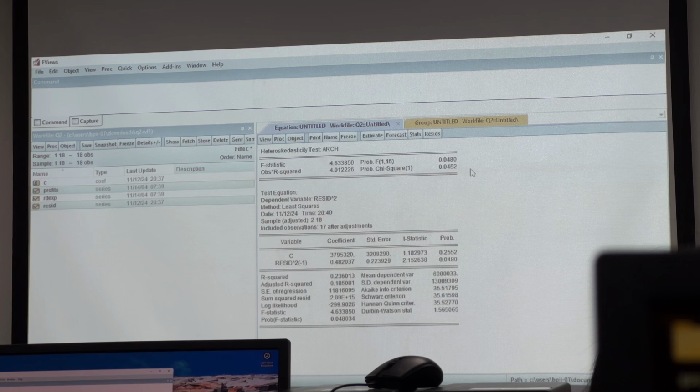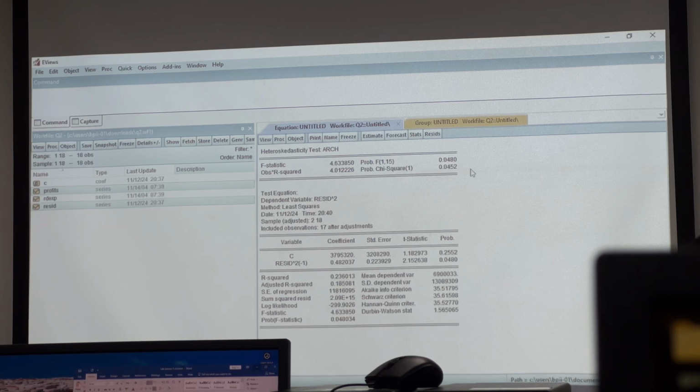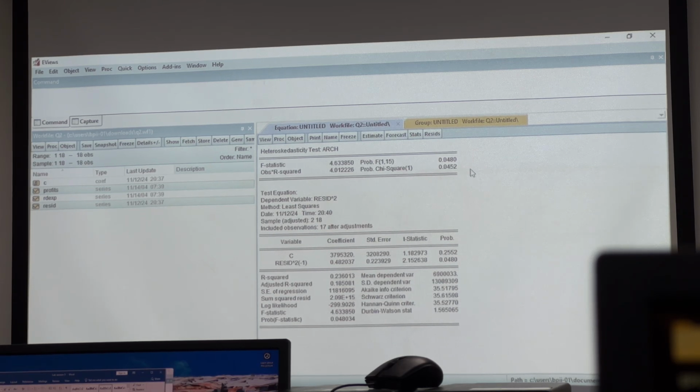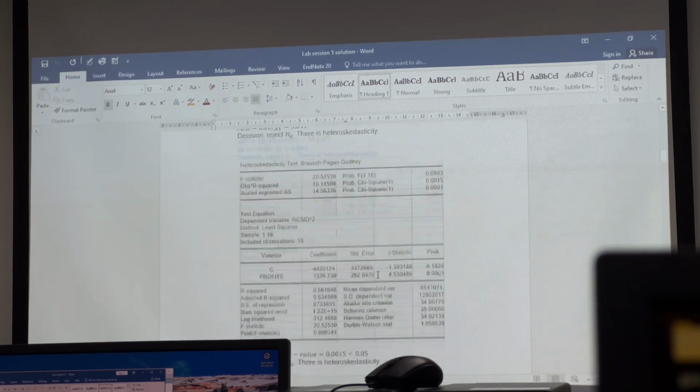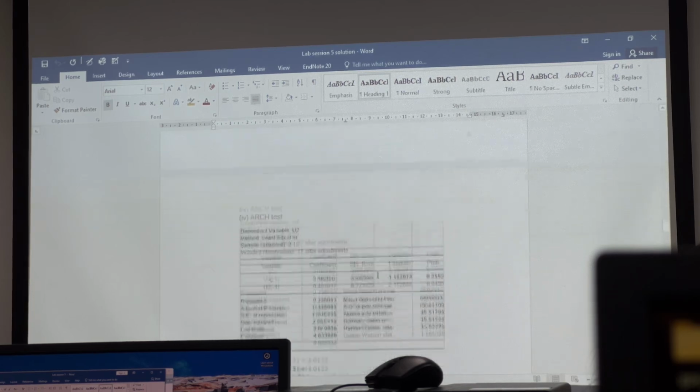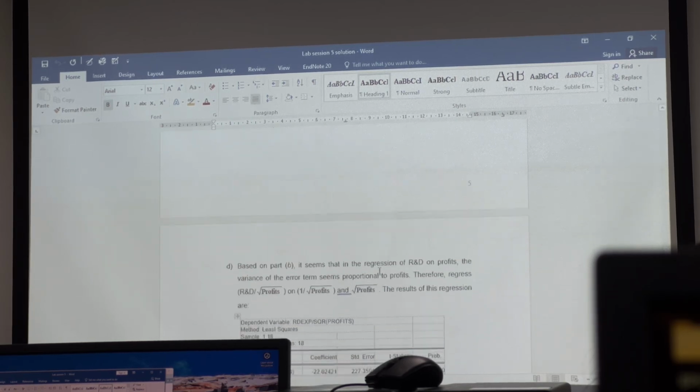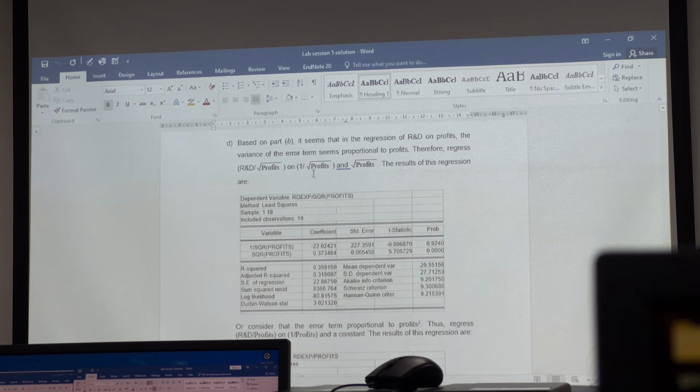So the next question: if there is evidence of heteroscedasticity, how do you transform the data? So in terms of transform, we have weighted least squares. So we have 2 assumptions, whether we assume the error variance is proportional to x or proportional to x squared. So we can try the first assumption. Let's say the first assumption is that it is proportional to x, then we divide by square root of profit.